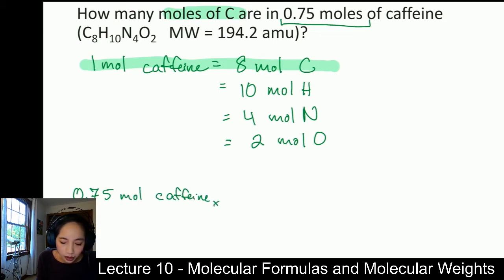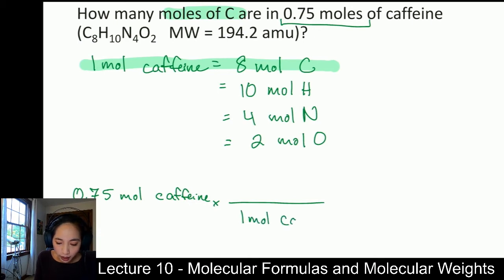And I'm going to use that first equality. 1 mole of caffeine equals 8 moles of carbon. If I have a mole of caffeine, there are 8 moles of carbon there. So I'm going to essentially multiply the moles of caffeine by 8 to give us moles of carbon. But I'll show you that the units cancel out too.